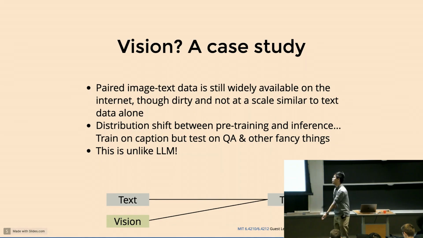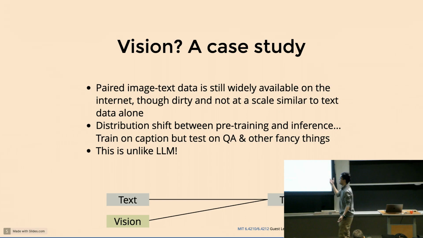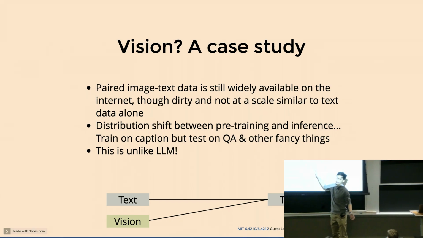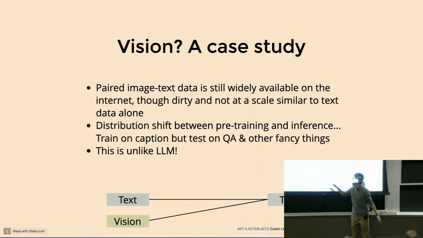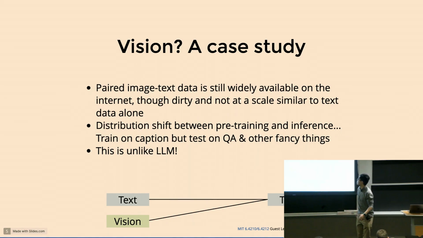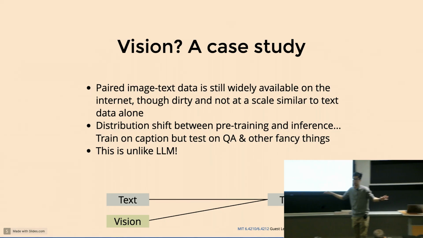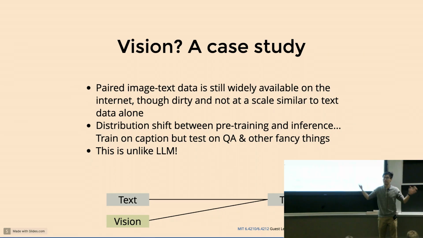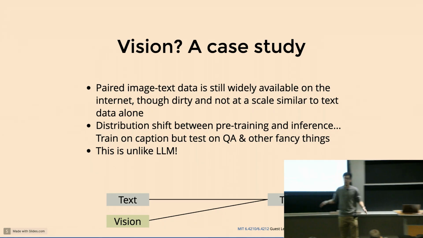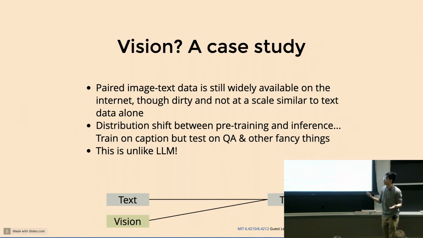And it turns out this is really bad because at test time, as I said, you want to test on question and answers and other fancy tasks instead of just captioning. So there is a distribution shift. This is unlike just a large language model. Large language models are trained on Wikipedia. They are trained on so many essays. They're trained on so much code. They're trained for completion. Their train time and test time behavior, the distribution is pretty similar. And that's why they work so well.